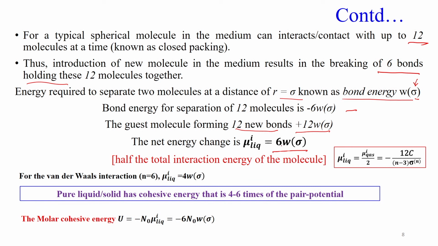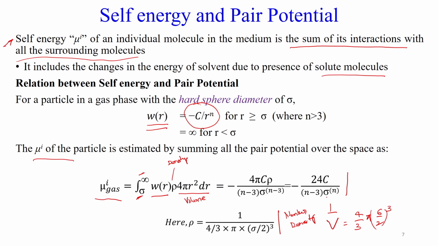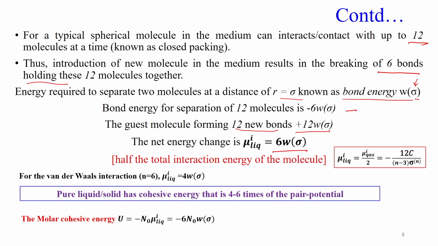Now, if you remember the value of the pair potential from the last slide, it was 24 C divided by n minus 3, into sigma to the power n. As it is half of this, we just divide by 2 and we get minus 12 C upon n minus 3, into sigma to the power n. So this is minus C upon sigma to the power n, into 12 upon n minus 3. This is your pair potential, multiplied by this factor, which is the number of times it is related.